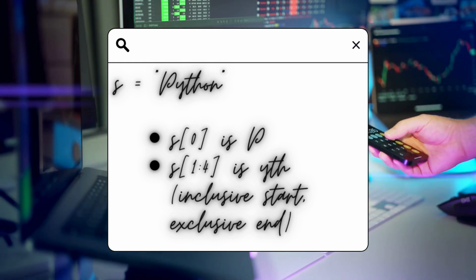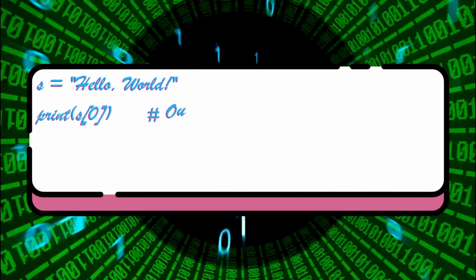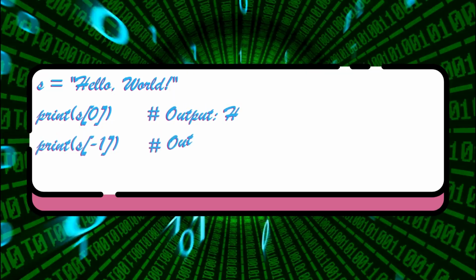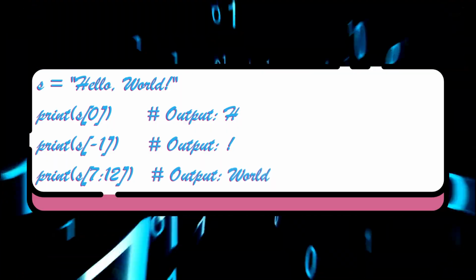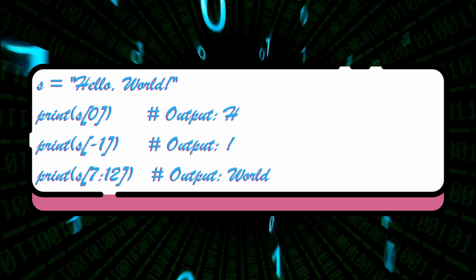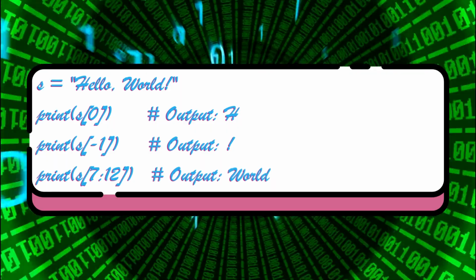Similarly, look at the next code, hello world, and you'll see how the three printing operations, s[0], s[-1], and s[7:12], are all slicing and accessing certain parts of the string using slicing operations.